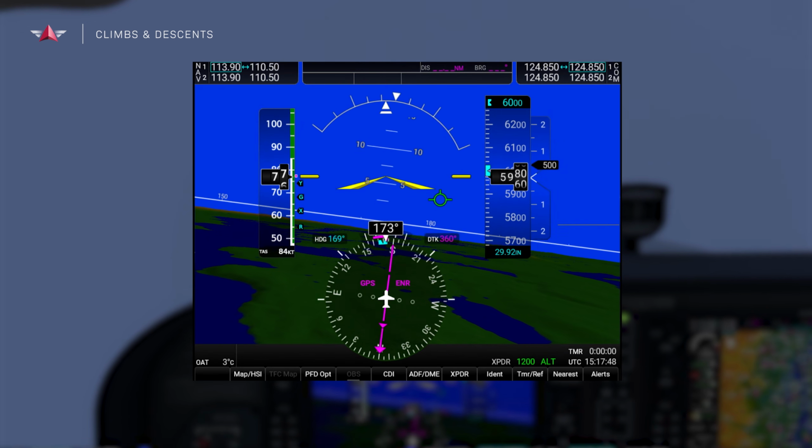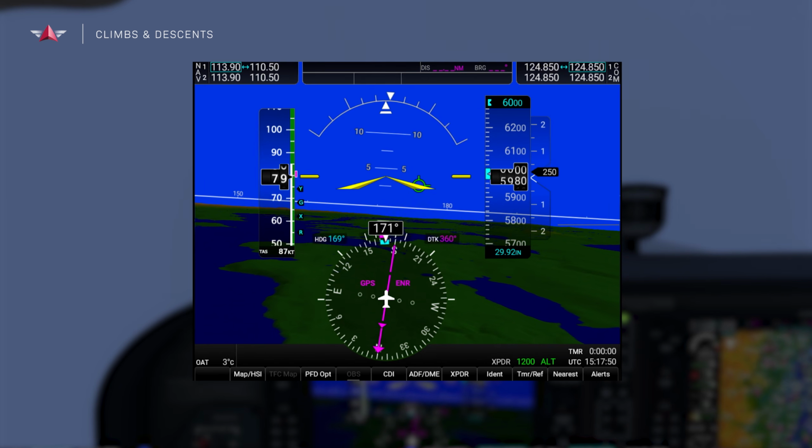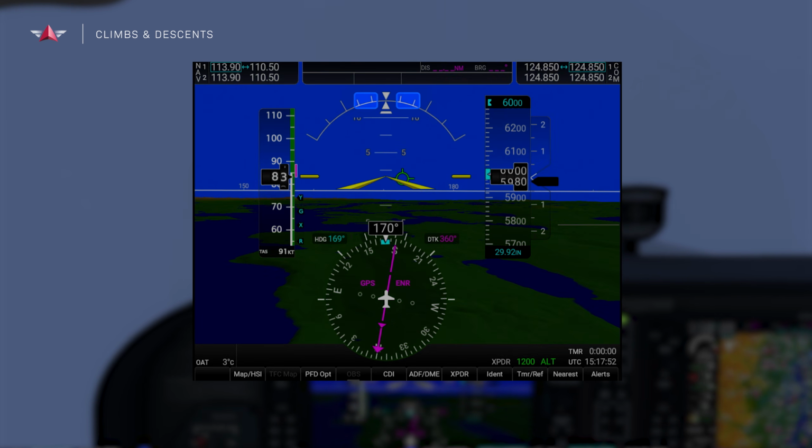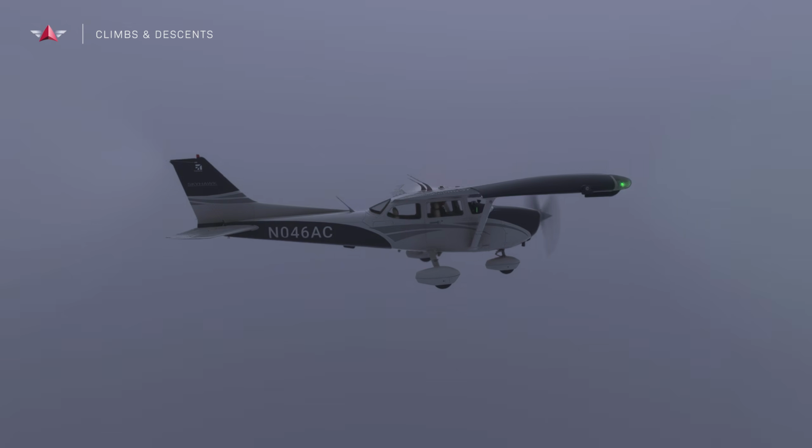Also, climbing and descending turns are performed at the standard rate turn of approximately 15 degrees. It can be a bit sweaty, but with practice, you'll master it in no time.